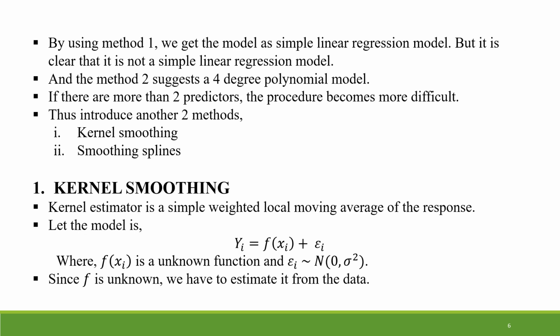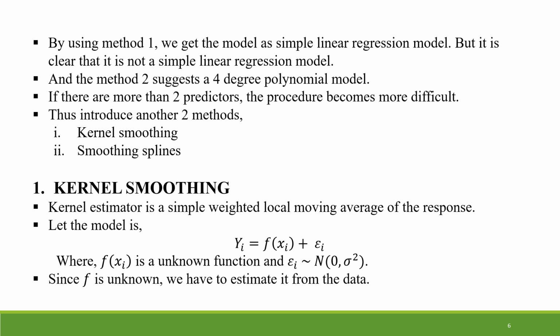The second method suggests a degree for the polynomial and the exact fit. Suppose we have two predictors. We have to find d1 and d2 corresponding to each of the predictors. But it is not easy. So we have to use other methods like kernel smoothing and smoothing splines. Therefore, now we are discussing the kernel smoother.